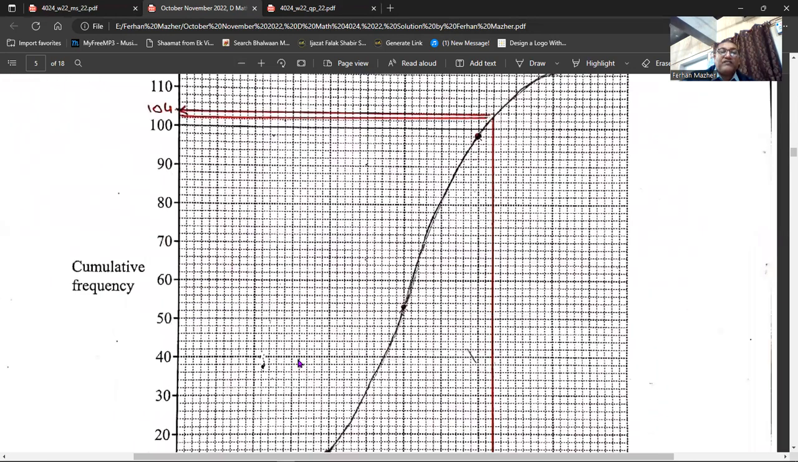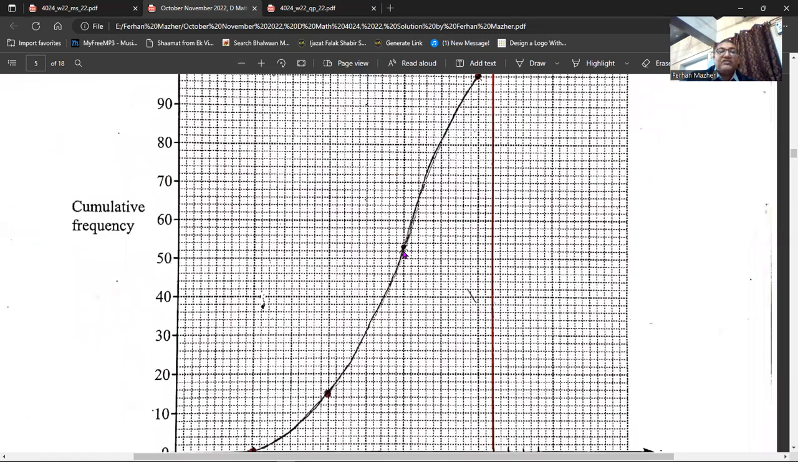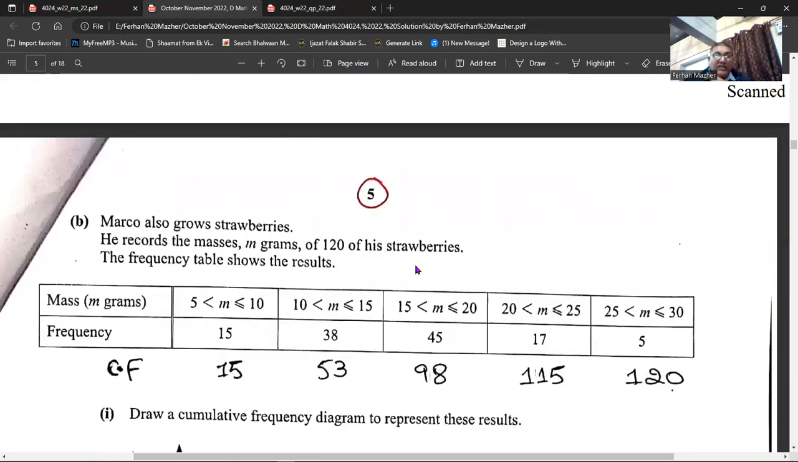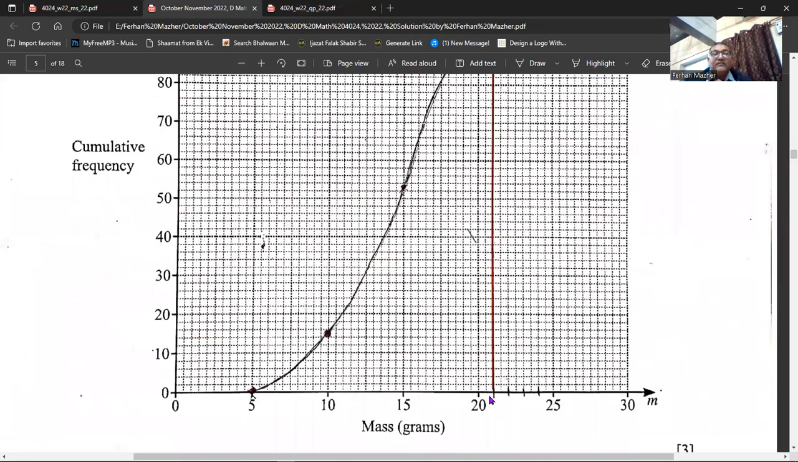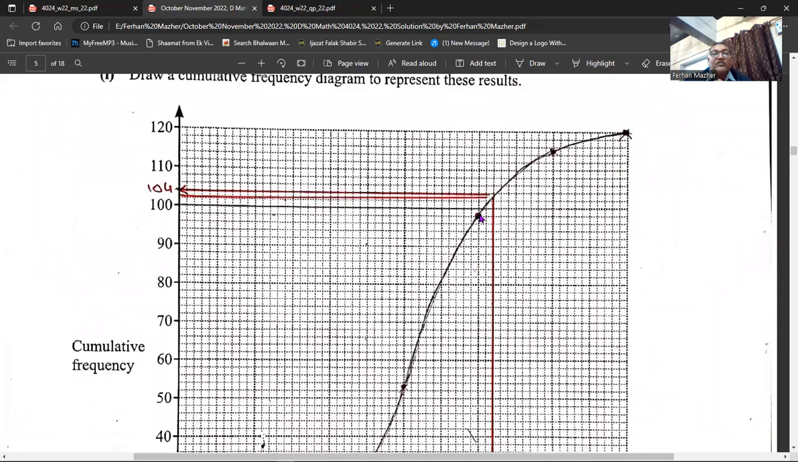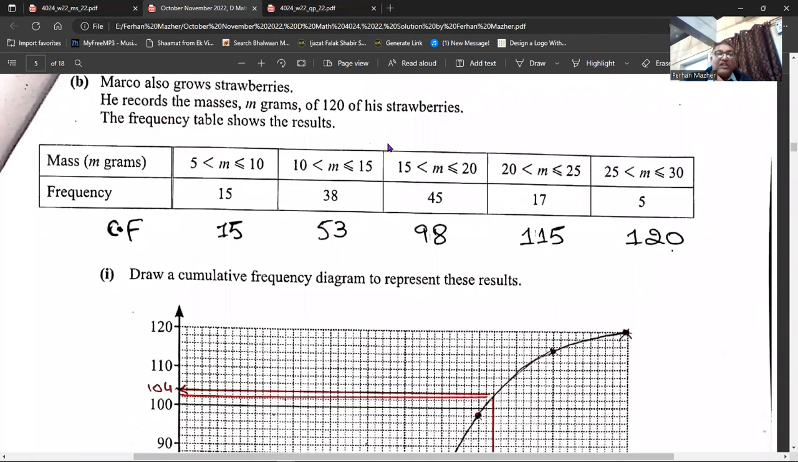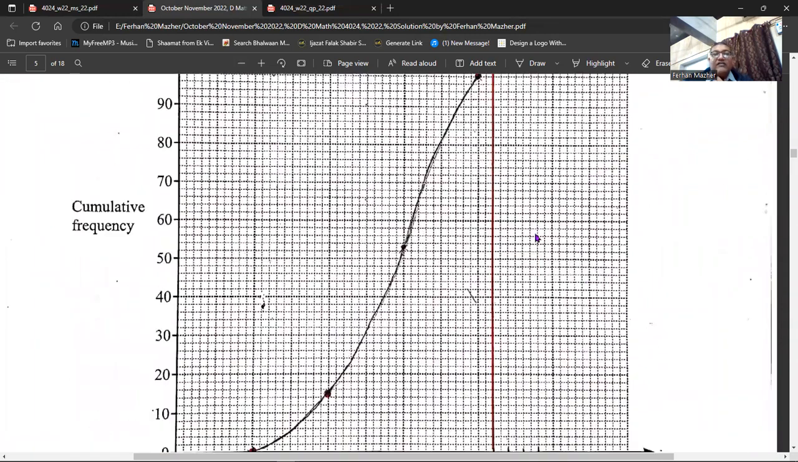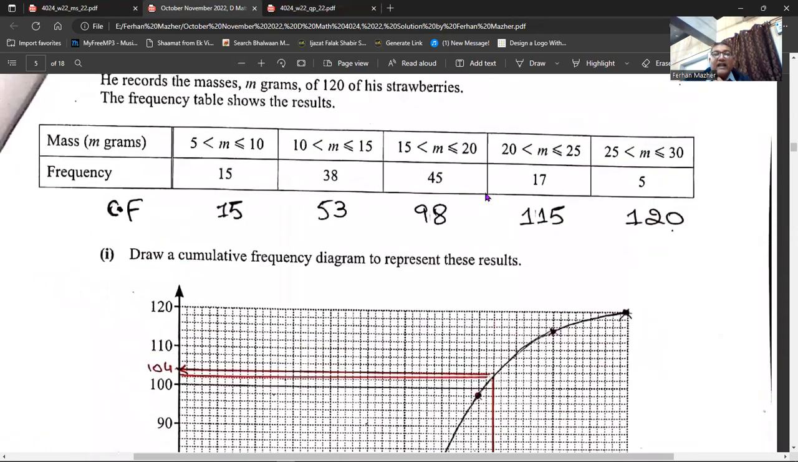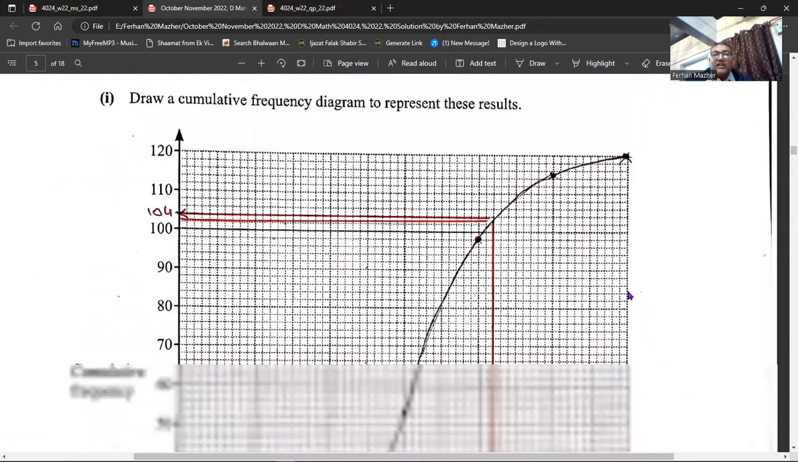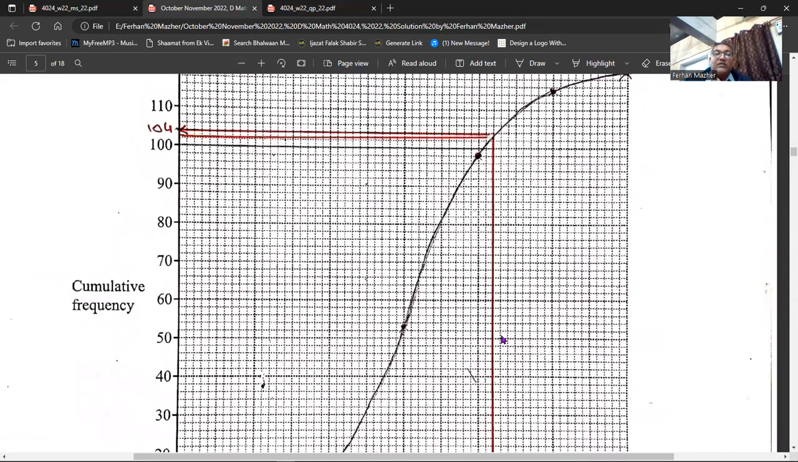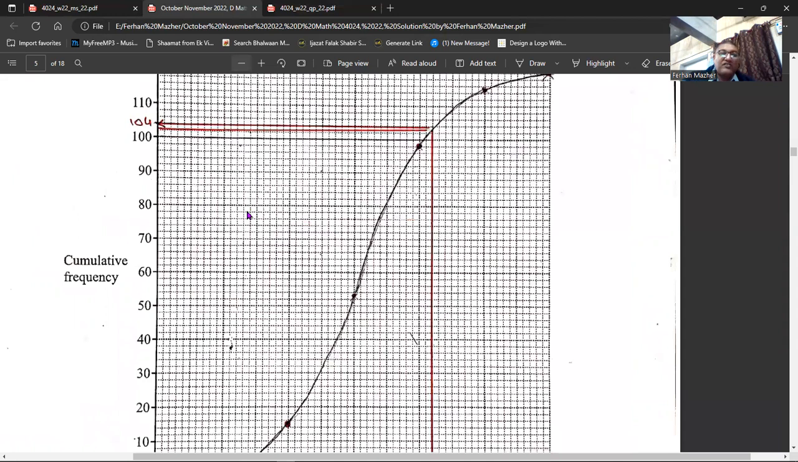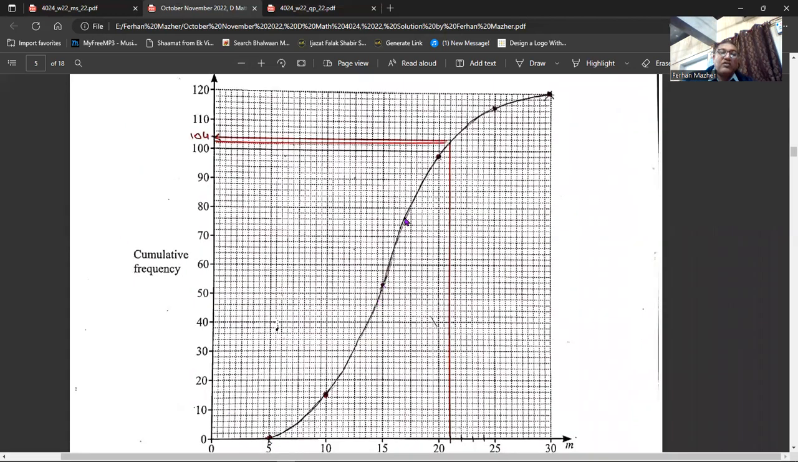At 15, I will put 53's dot. Okay. And then at 20, I will put 98. So dot will be here. And then at 25, I will put 115, put dot here. And at 30, I will put the dot of 120. Then I will join the dots with this curve, and you get the cumulative frequency curve. This is how this is done.